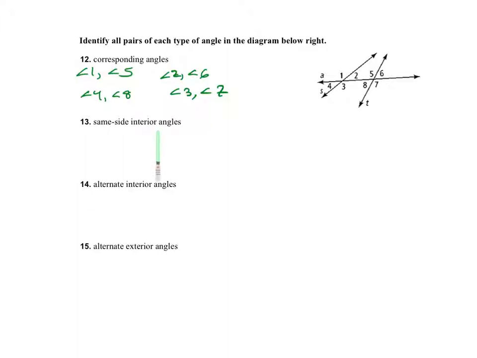Right? Same side interior. So they are on the same side. They are not adjacent angles. They are on the same side, in the interior of the two lines. So in this case it is angle 2 and angle 5, and angle 3 and angle 8.